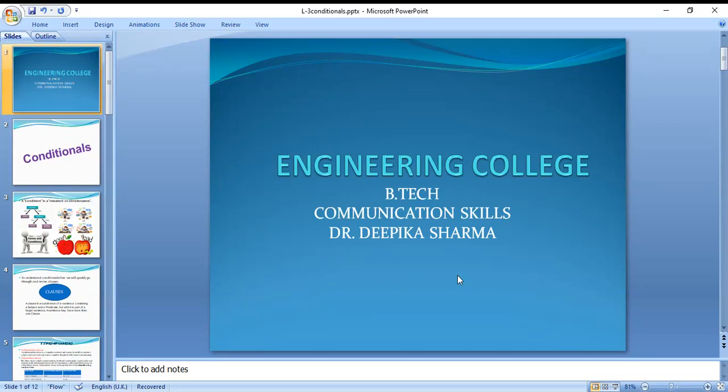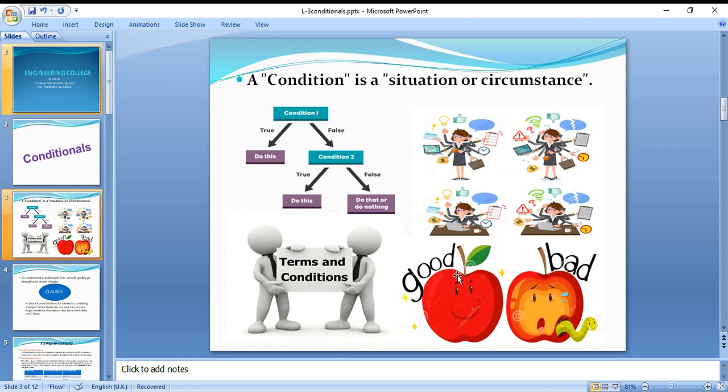Hello students, today we are going to do conditional sentences. A condition is a situation or circumstance.